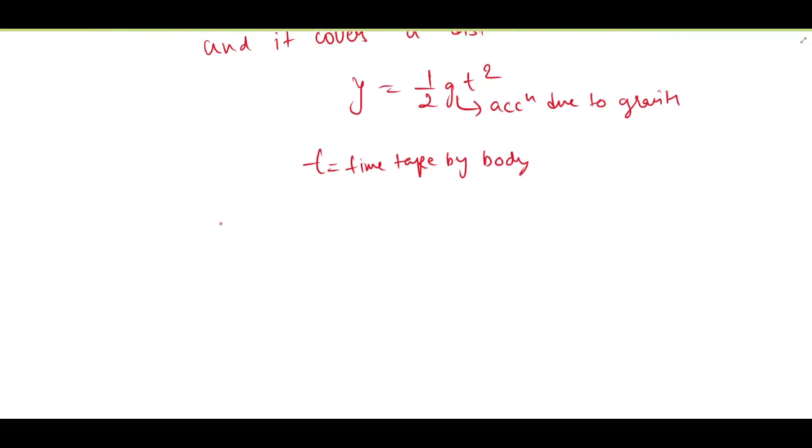So on the basis of the value of time, we have tabulated the values up to time equal to 4 seconds. At 0, 1, 1.5, 1.8, so this is time and this is distance covered. At 0, distance is 0; at time equal to 1, distance is 4.9, this is in meters and this is in seconds.